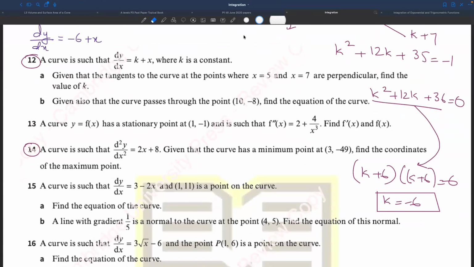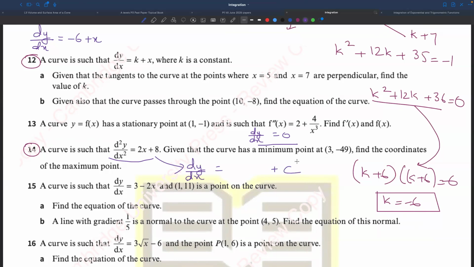Before the time ends, I will just discuss what to do in question 14, then you do it on your own. Mohammed, look at the board. Over here we are given d square y by d square x. Given that the curve has a minimum point, what does minimum point mean? That dy dx is 0. So you will first integrate this term and you will get a term of dy by dx and you will write plus c because you are integrating. Now, once you have done this, the dy dx value will be 0.